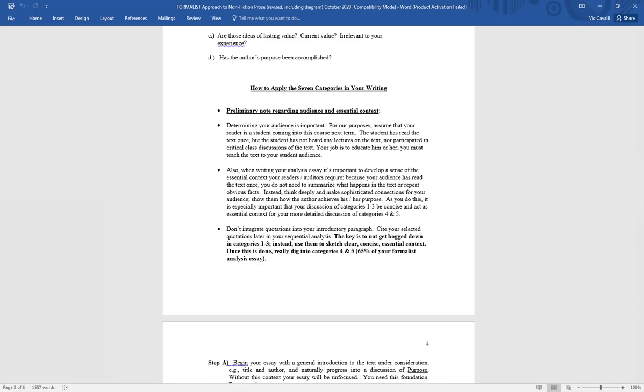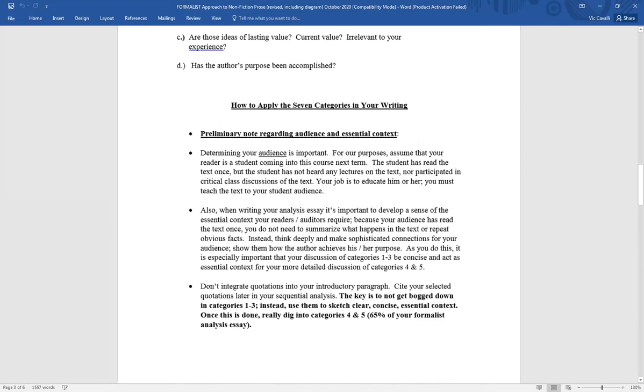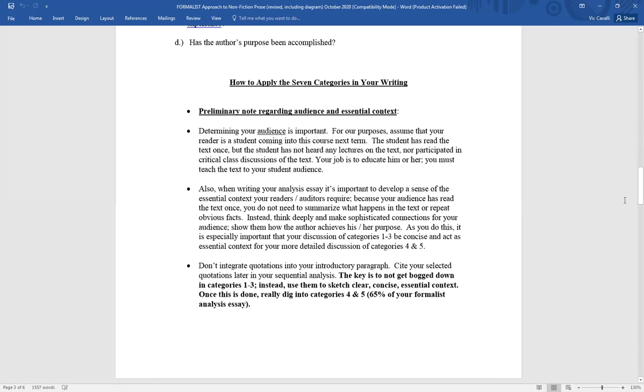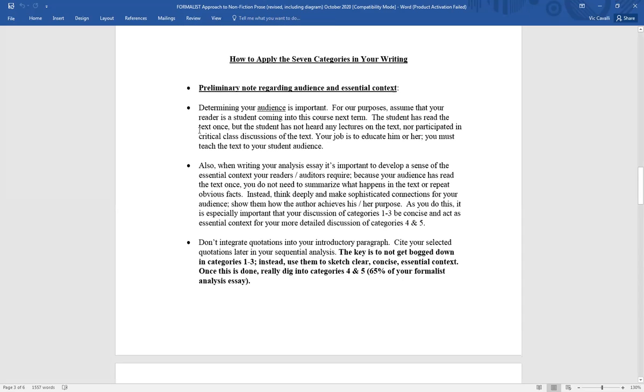So here we are on page 3. How to apply the 7 categories. A preliminary note regarding audience and essential context. So this is important. What do you need to include in your essay? Determining your audience is important. For our purposes, assume that your reader is a student coming into this course next term. So that student is going to read this essay as well. The student has read the text once, for example, Hillary Rosen's "It's Easy But Wrong to Blame the Music."